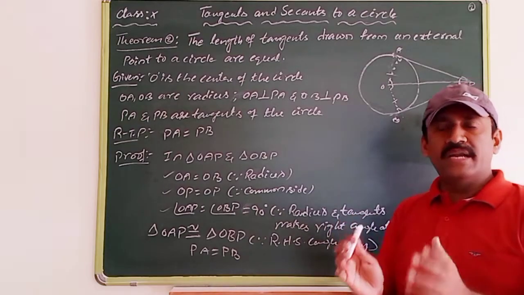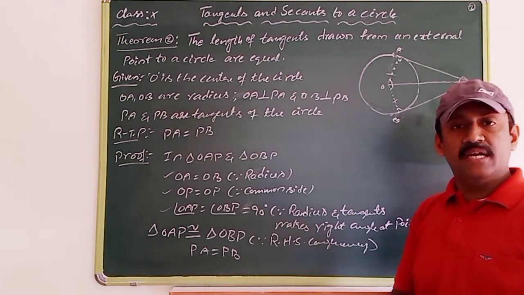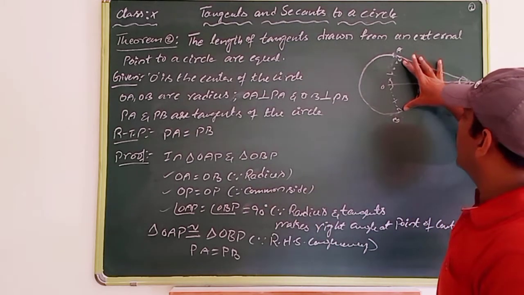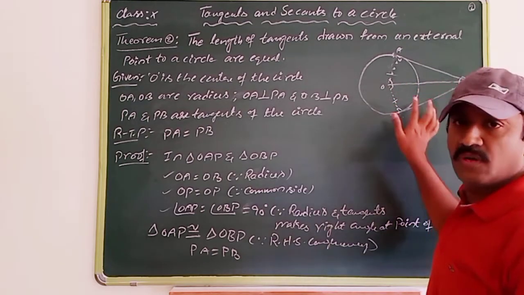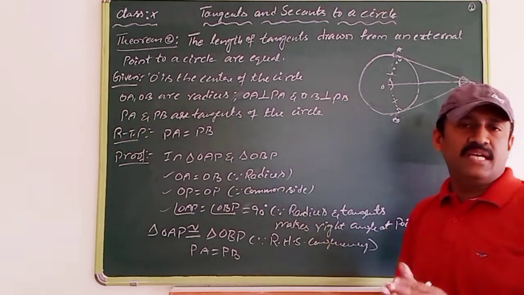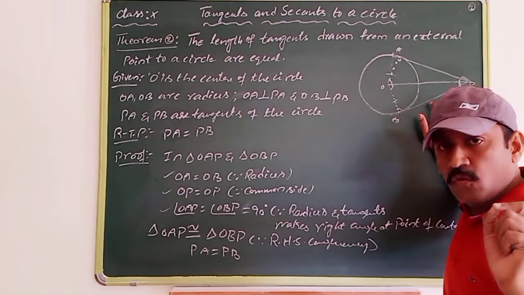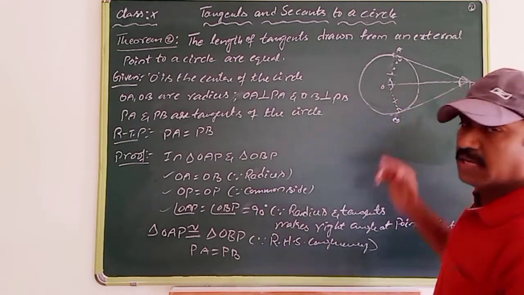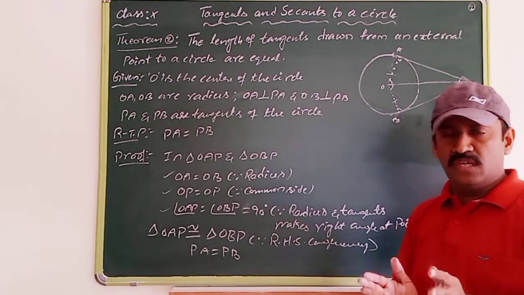OAPB is a quadrilateral. Quadrilateral means the sum of the four angles is 360 degrees. And here this one is 90 and this one also 90 degrees. So the sum of these two angles is 180 degrees. Then the sum of the remaining two angles will also be 180 degrees. That is called supplementary angles. And this line bisects the angle into two equal halves, because it is a congruent triangle. So don't forget this point, it's a very important point.